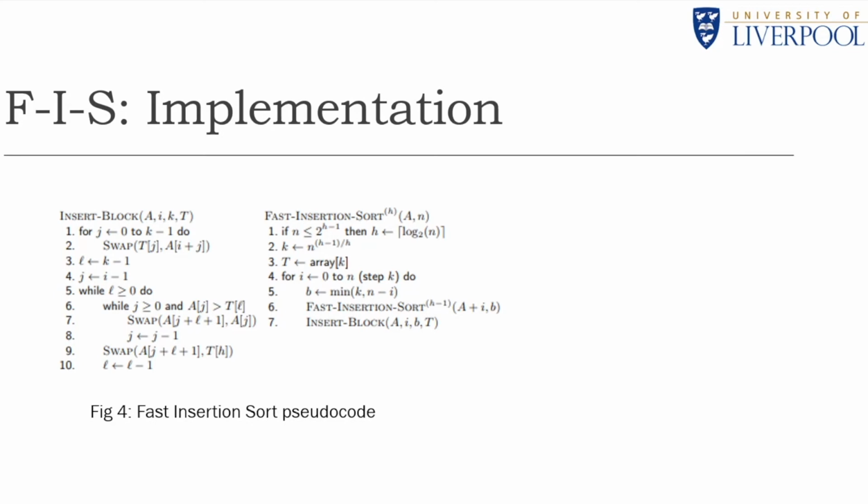Coming to the left part of the slide, the insert block function inserts the block from I to I plus k minus 1, which has a size of k, into the left side of the array from 0 to I minus 1, which is the part of the array which is already sorted. This implementation uses the array t as an external space to store elements of the right block so that we do not overwrite them in the process of insertion.